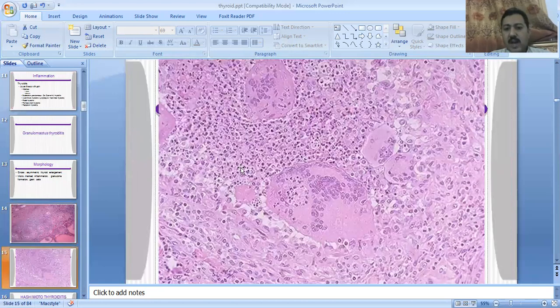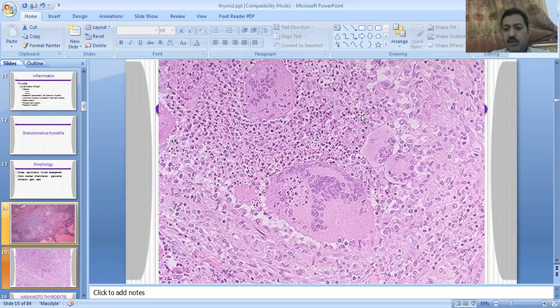Again, this is the high power view of the microscopic examination of subacute thyroiditis or granulomatous thyroiditis. This one is the giant cells. Here is the collection of the nuclei in the cell. These are also the collection of the nuclei at one edge, at the periphery. This one is also a giant cell. This was also a giant cell, and the whole is the granuloma.